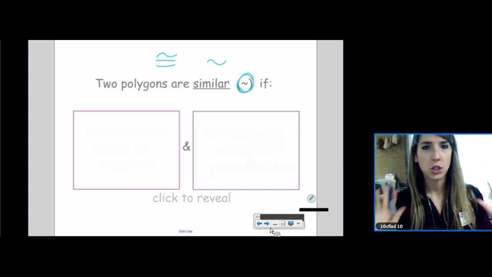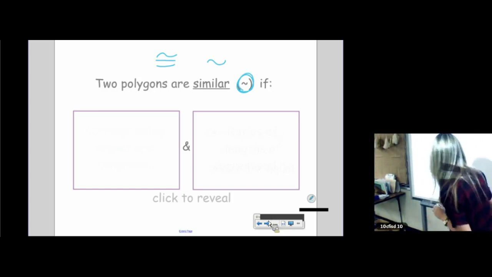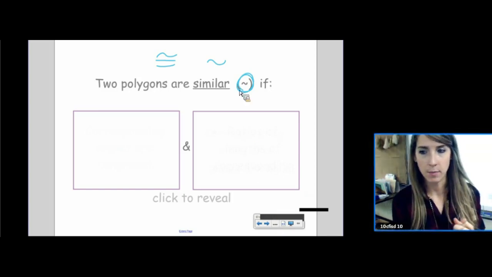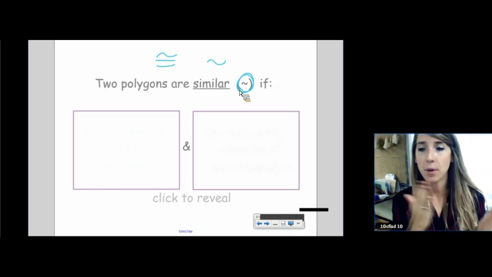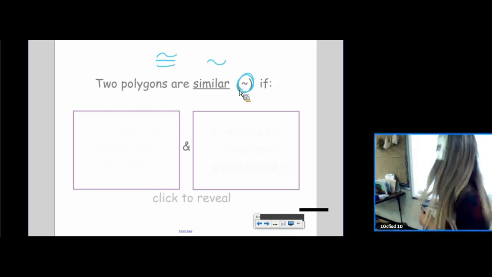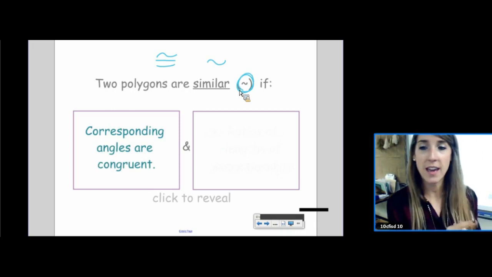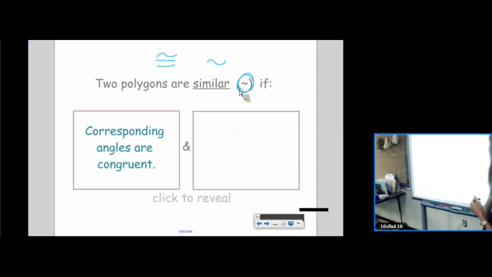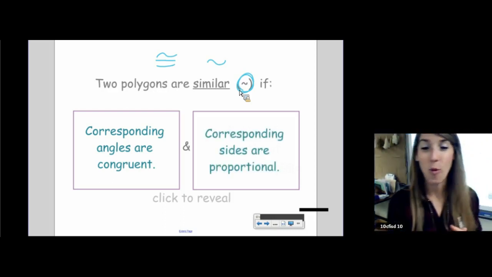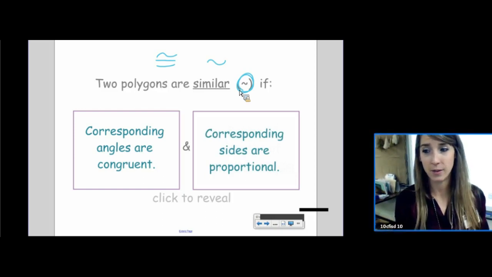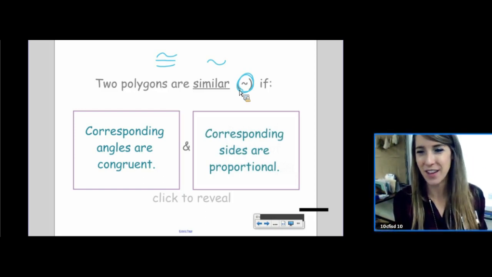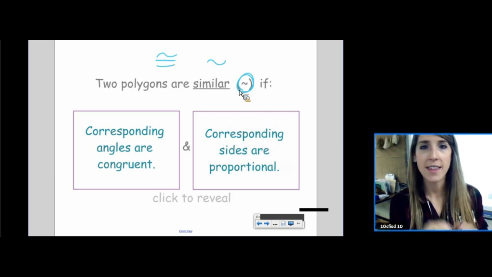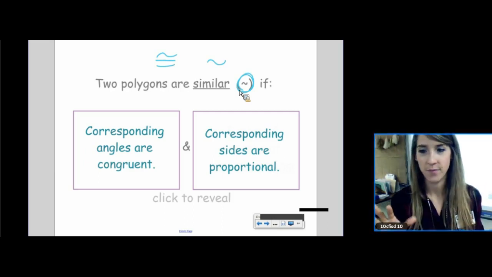So here are the two requirements for polygons to be similar. We're going to say something about their angles, and we're going to say something about their size. Two polygons are similar if and only if their angles are congruent, and their sides are proportional. We don't want their sides to be congruent. Well, they could be, but then they'd be congruent figures. Angles are congruent. The angles should match verbatim, but the sides are not congruent. They're proportional.